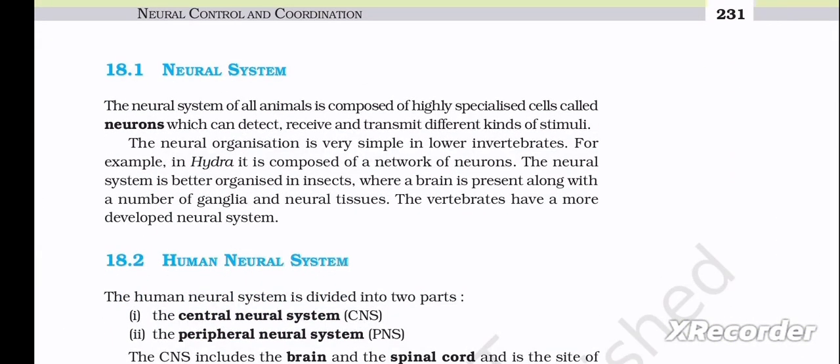Next, 18.1 Neural System. The neural system of all animals is composed of highly specialized cells called neurons, which can detect, receive, and transmit different kinds of stimuli. The neural organization is very simple in lower invertebrates. For example, in Hydra, it is composed of a network of neurons. The neural system is better organized in insects, where a brain is present along with a number of ganglia and neural tissues. The vertebrates have a more developed neural system.